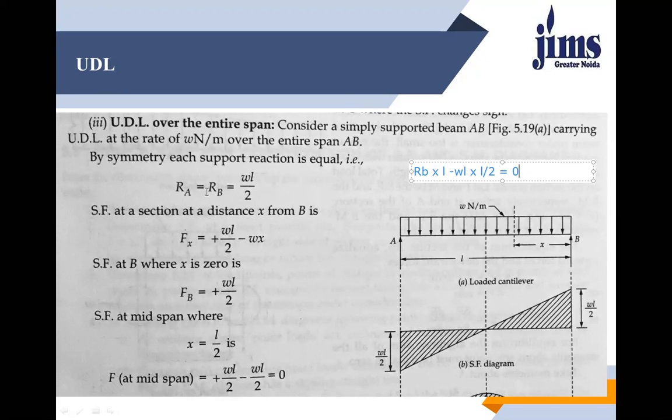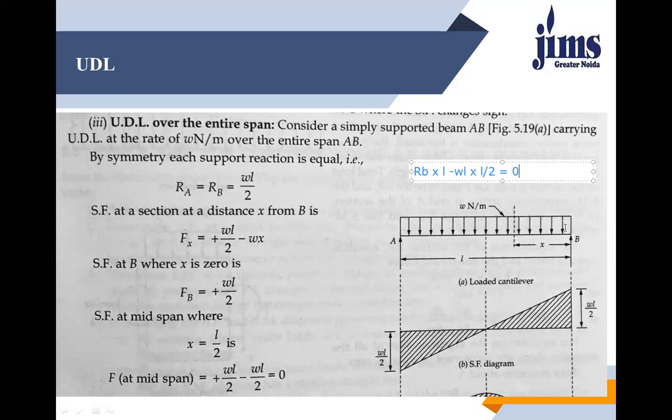Now shear force at a distance x from B support. There are two contributions: one due to the reaction and second due to the UDL. The reaction is upward and on the right side of the section, so that is positive WL by 2, that is our reaction, minus W into x, that is our load.